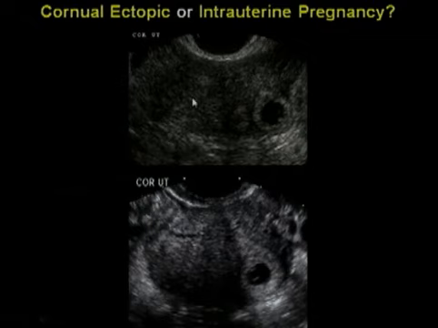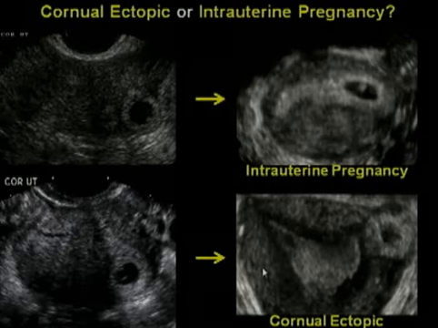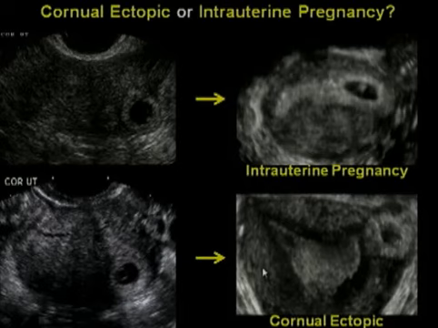So from the last two cases that we saw, it's not always so easy to tell. This one looks something similar to that one. This was a cornual ectopic. This was an intrauterine pregnancy. So we have to treat these with great care. If we're not sure, we get a follow-up ultrasound a day or 2 or 3 later, which will usually give us the answer. So I've come to the end of the tour.